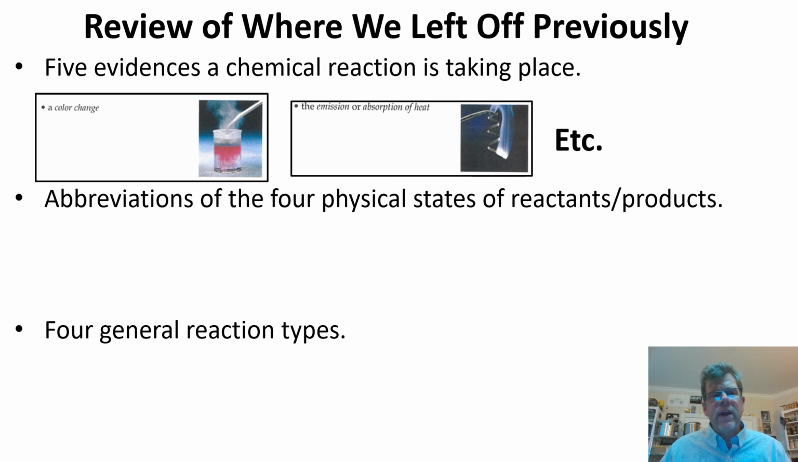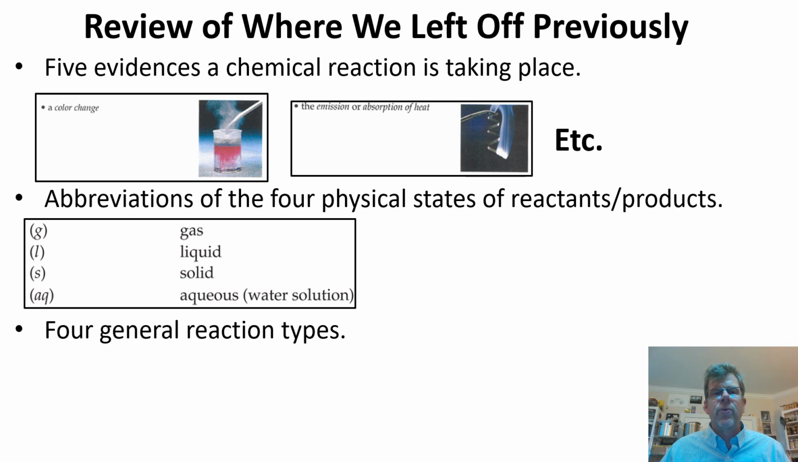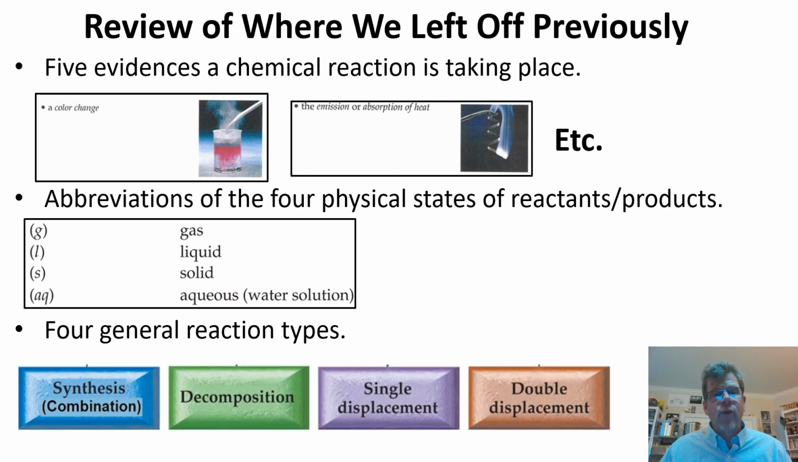We had moved into the fact that sometimes we see abbreviations of the 4 physical states of our reactants or products. Not all the time, but sometimes we see that. And just essentially, in case you were curious about why these abbreviations are there, sometimes that is important. And lastly, we looked at the 4 general reaction types: synthesis, decomposition, single displacement, and double displacement types of reactions and examples of each of them.